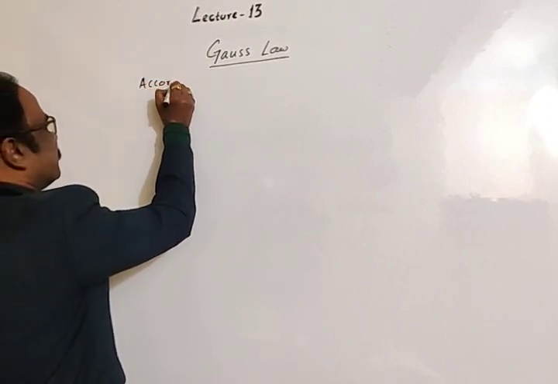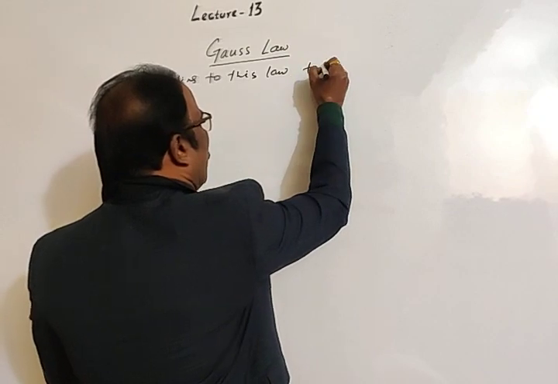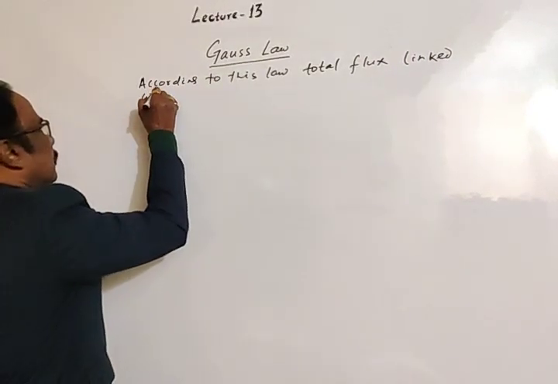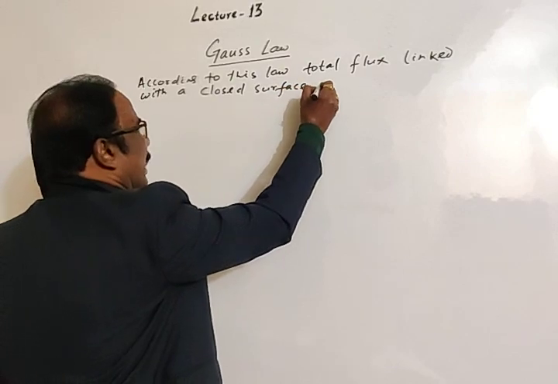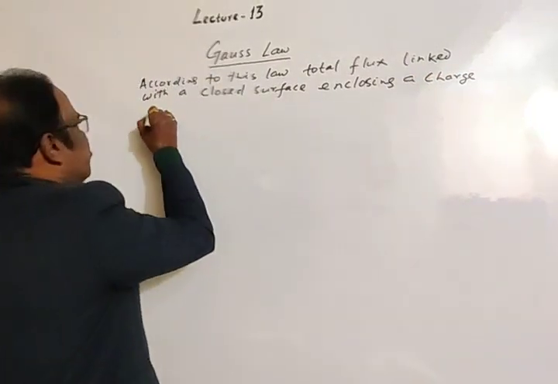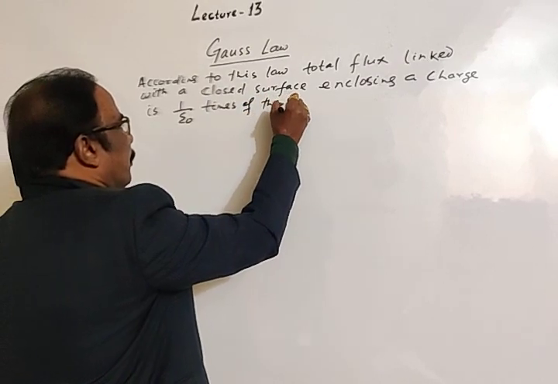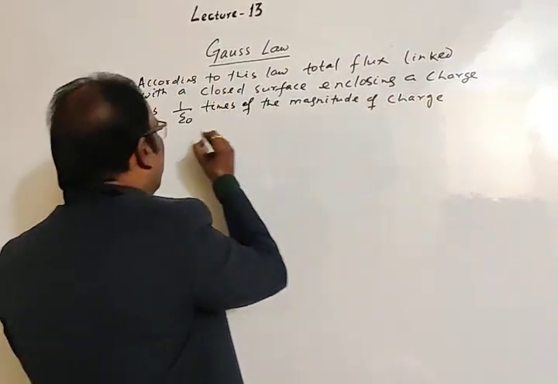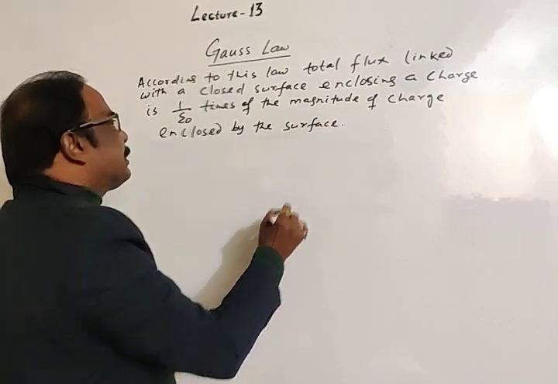According to this theorem or this law, total flux linked with a closed surface enclosing a charge is 1 by epsilon naught times the magnitude of charge enclosed by the surface. Okay, this is the statement of Gauss law.